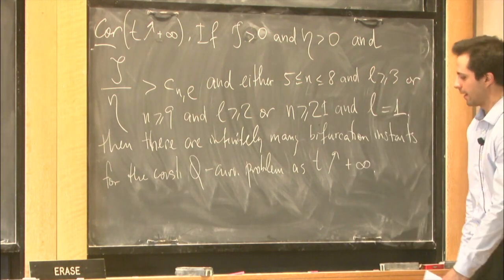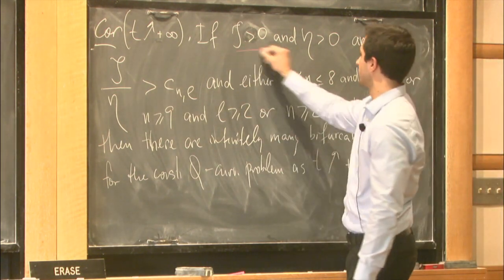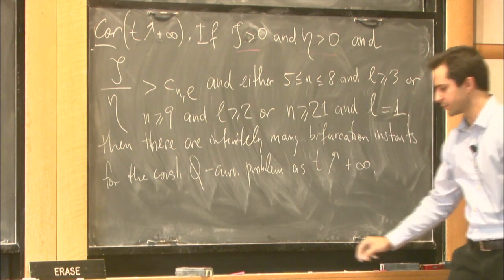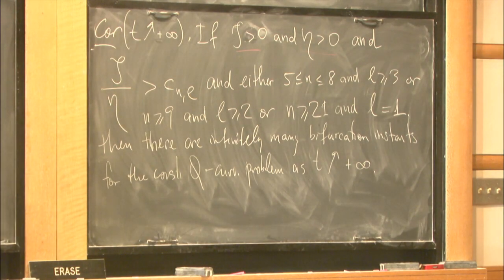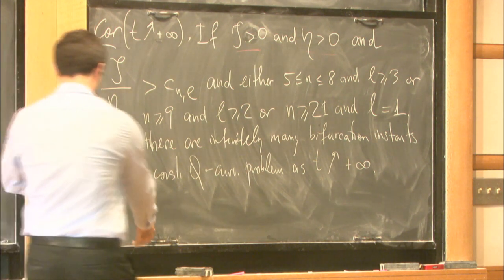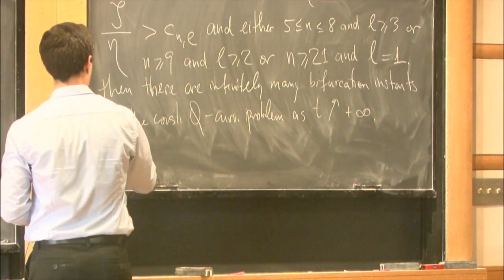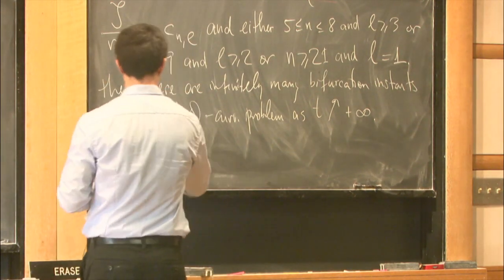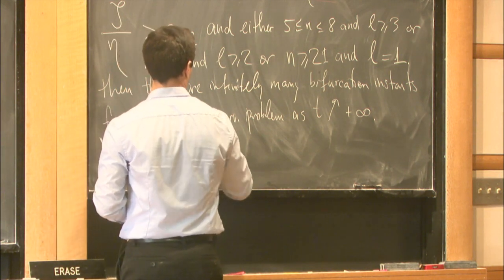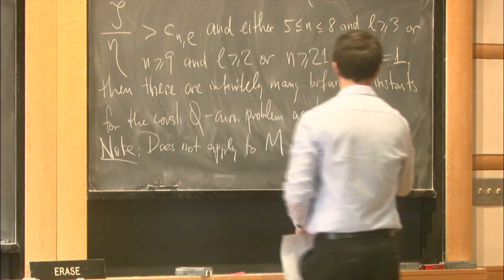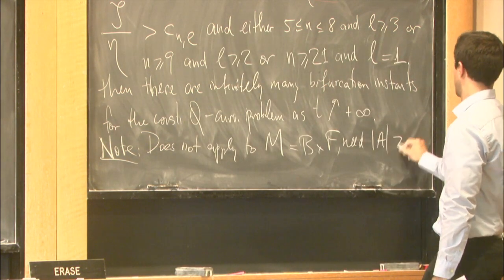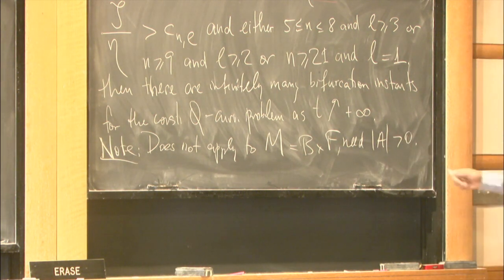And notice here that I am requesting both of these numbers to be positive, which means that the 8th answer is definitely non-trivial, right? So this second corollary does not apply to products. I'll make a note of that here. This does not apply to the product case, since we need the 8th answer to be non-trivial.